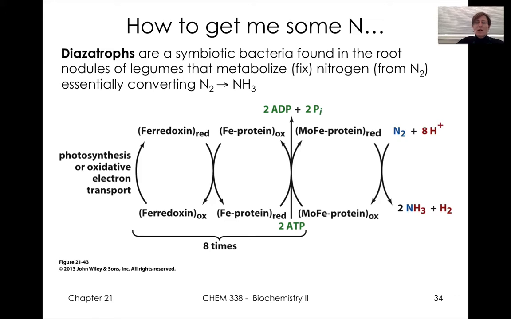But we also need to think about how we can fix nitrogen. Most plants are not able to fix nitrogen on their own, and so we have symbiotic bacteria called diazotrophs that are found in the root nodules of legumes. They help to fix nitrogen, and essentially they take this very unreactive N2 and convert it into a very bioavailable NH3. We'll talk a little bit about the chemistry for how this happens, but this step is hugely important. How do you take this highly unreactive N2 and convert it into the very bioavailable NH3? So again, reduction chemistry is going on here.